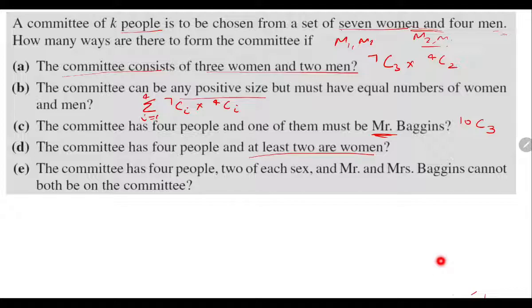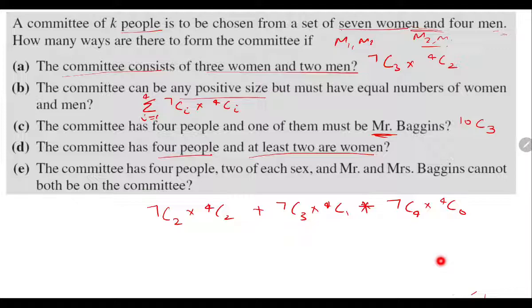At least 2 are women. Again you can see the cases: 2 women, 3 women, 4 women. That's it, because we need only 4 people. So 7C2 multiplied by 4C2 plus 7C3 multiplied by 4C1 plus 7C4 multiplied by 4C0.